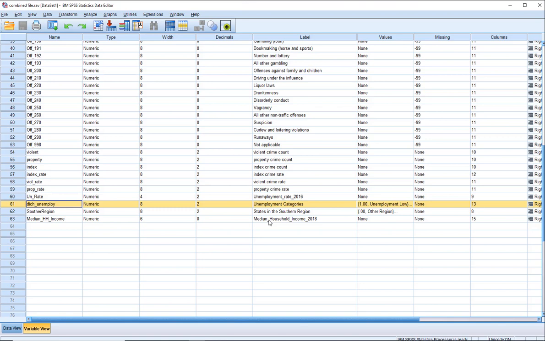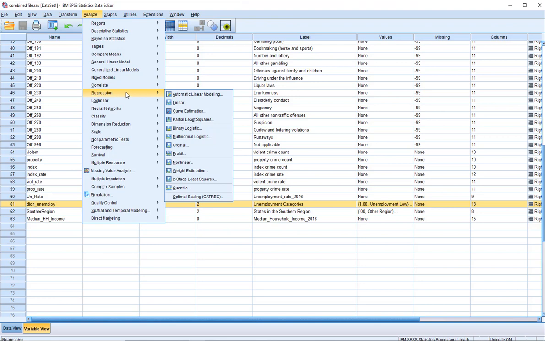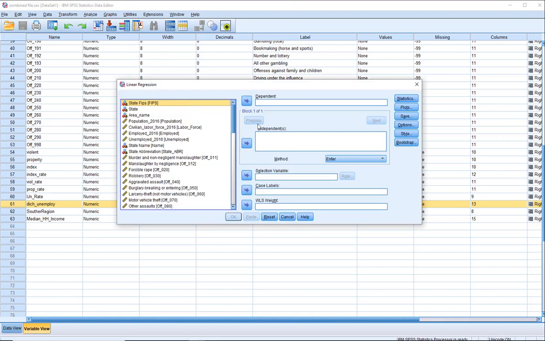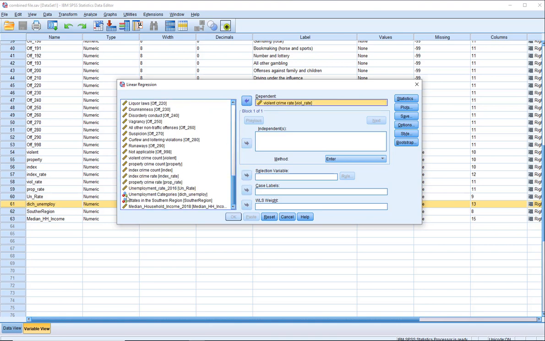Now, the relationship between running a bivariate and multivariate regression are almost the same. The same process, the same command. It just means in terms of interpretation, we need to be aware of what we're doing. So let's go right into it. I'm going to go to Analyze, Regression, Linear. And this time, I'm going to say that my outcome variable or my dependent variable is going to be the violent crime rate. And I'm going to say my median household income is my independent variable.